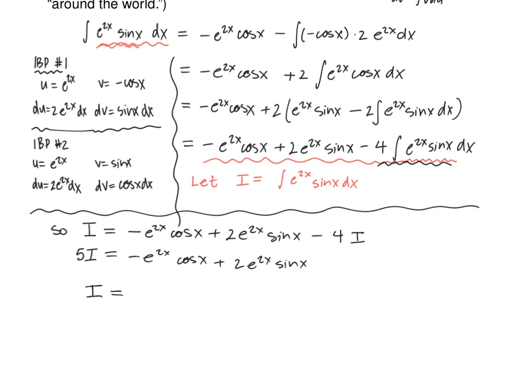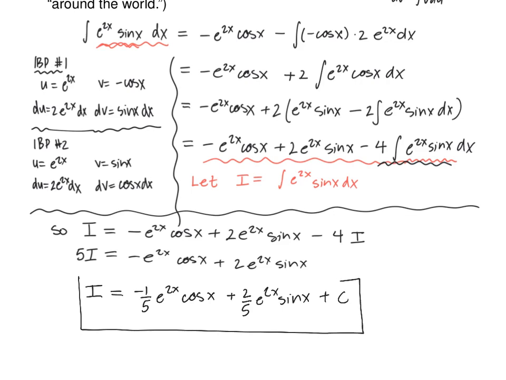And then to get the integral by itself, the thing you want to find, you just divide by 5. So I is equal to negative a fifth e to the 2x cosine x plus 2/5 e to the 2x sine x. And you do need the plus c, and these are the problems where it's easy to forget that, but that is your antiderivative.